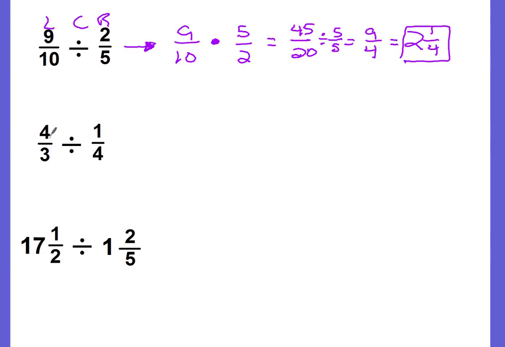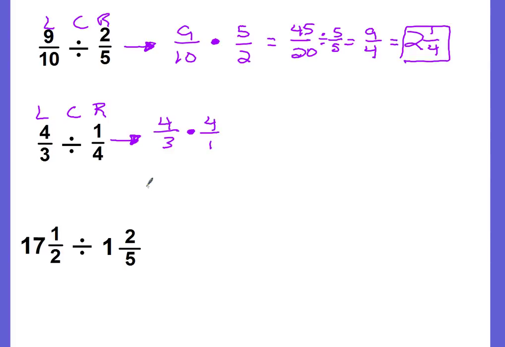Okay, next problem, 4/3 divided by 1/4. I want to see the LCR being written over the original expression. Then I want to see you rewrite it using LCR. So we leave the first fraction alone, change the division to multiplication, and R is for reciprocal. What's the reciprocal of 1/4?